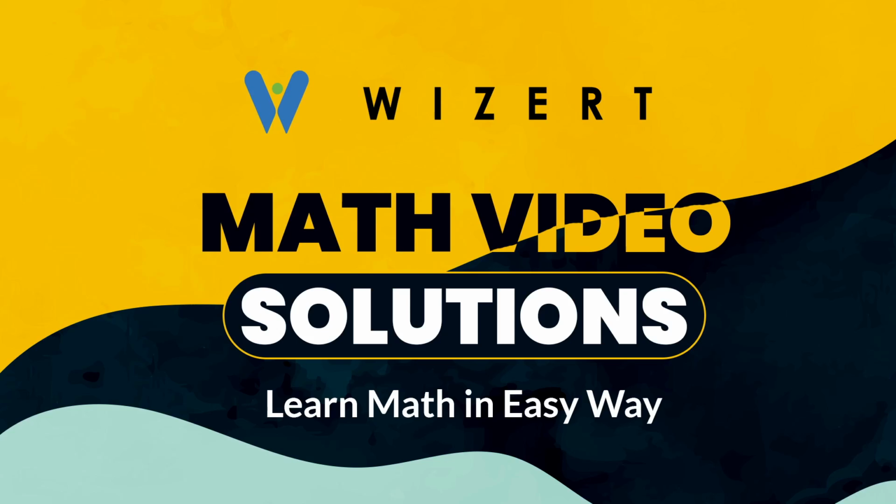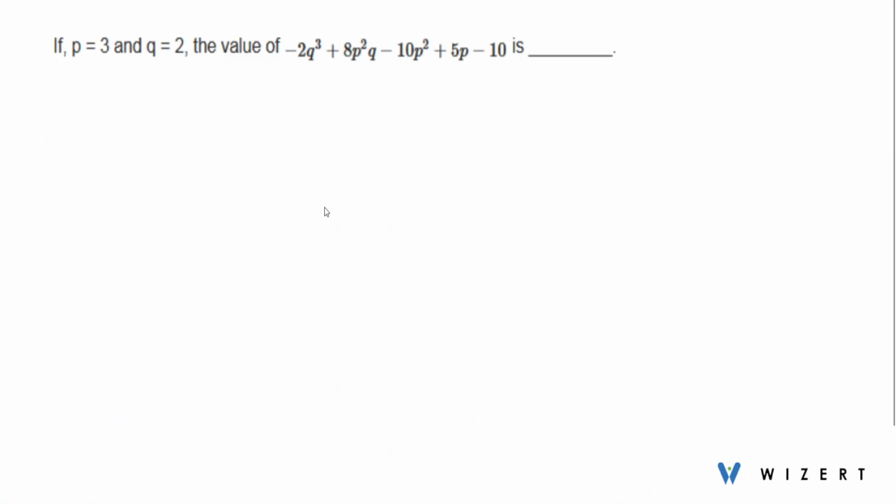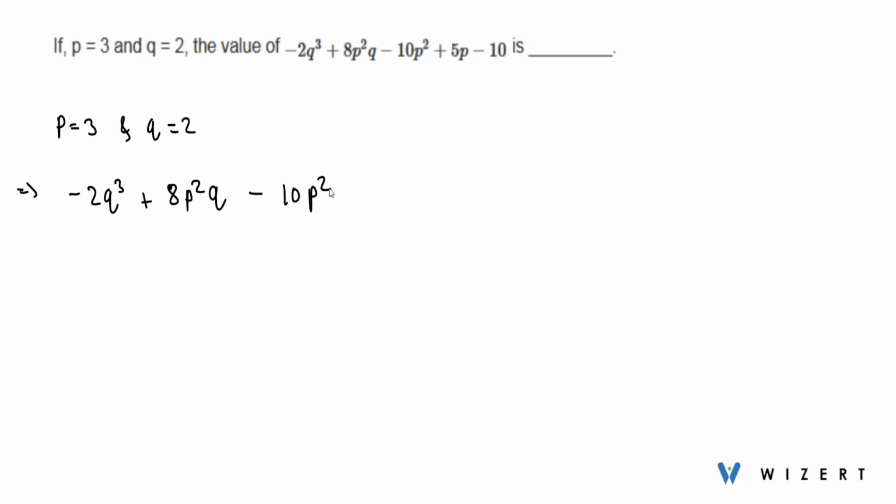So let's begin. According to the question, we have been given an expression and the values of p and q, and from that we have to find the value of the expression. So p equals 3 and q equals 2, and the given expression is minus 2q cube plus 8p square q minus 10p square plus 5p minus 10.